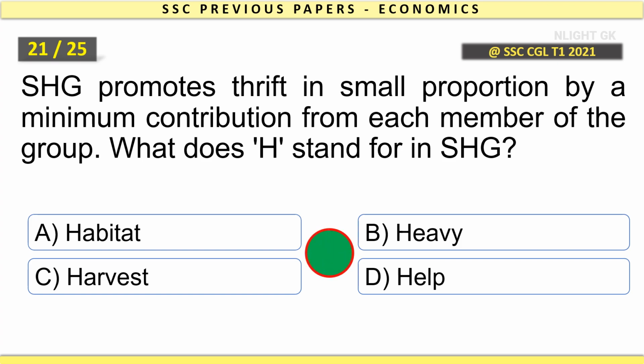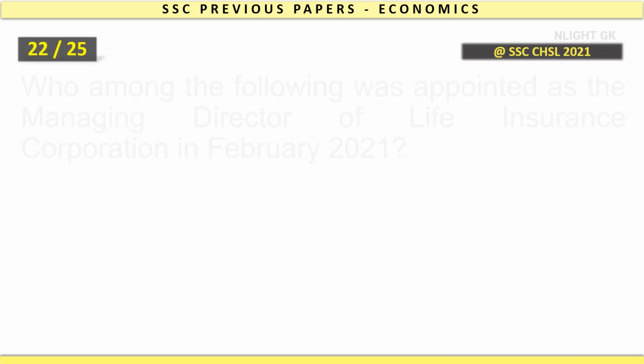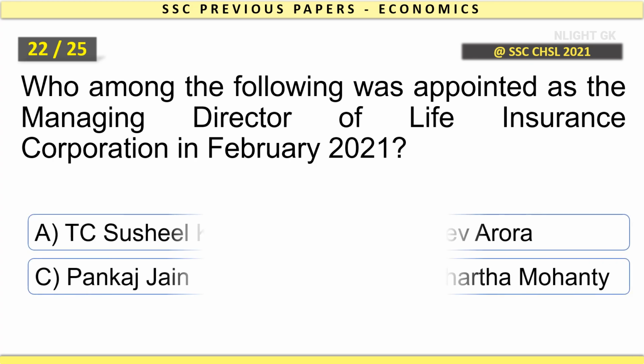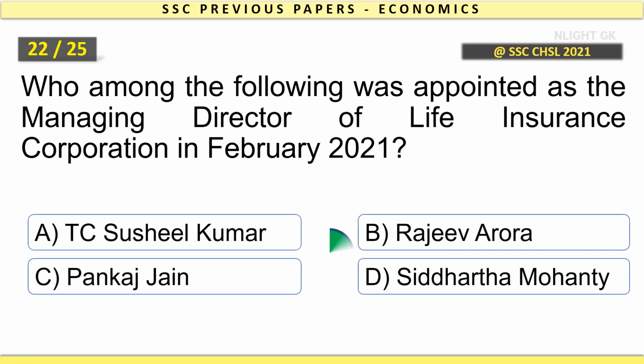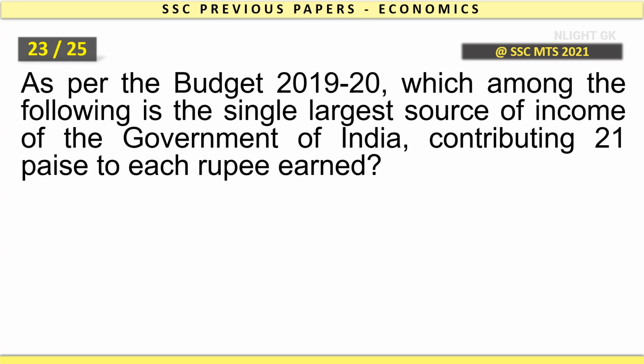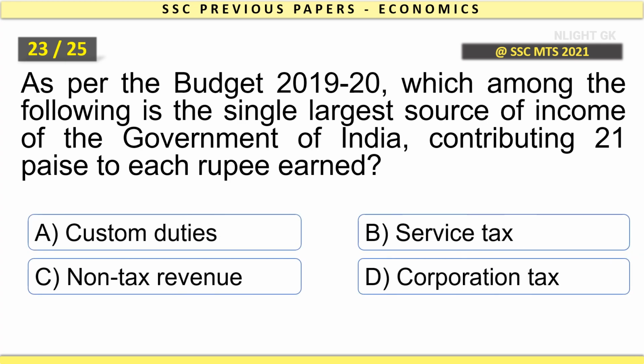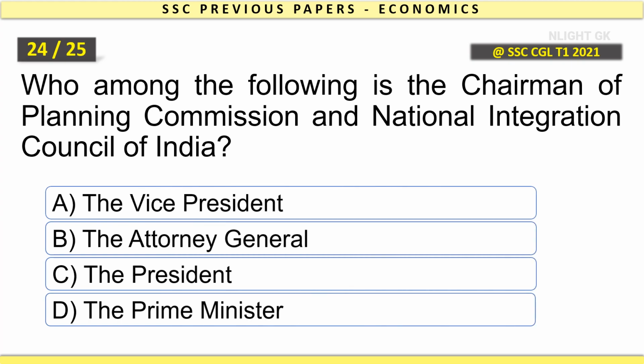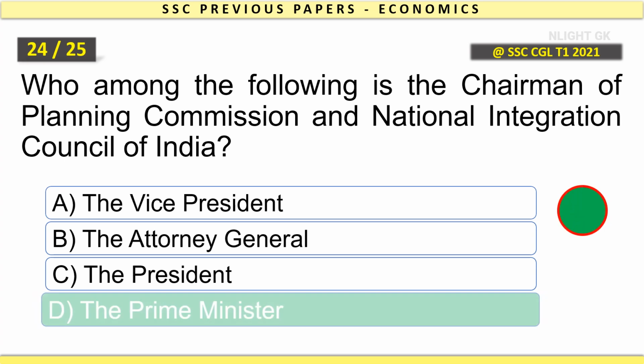Help. Who among the following was appointed as the Managing Director of Life Insurance Corporation in February 2021? Siddhartha Mohanty. As per the budget 2019 to 2020, which among the following is the single largest source of income of the Government of India, contributing 21 paise to each rupee earned? Corporation tax. Who among the following is the Chairman of Planning Commission and National Integration Council of India? The Prime Minister.